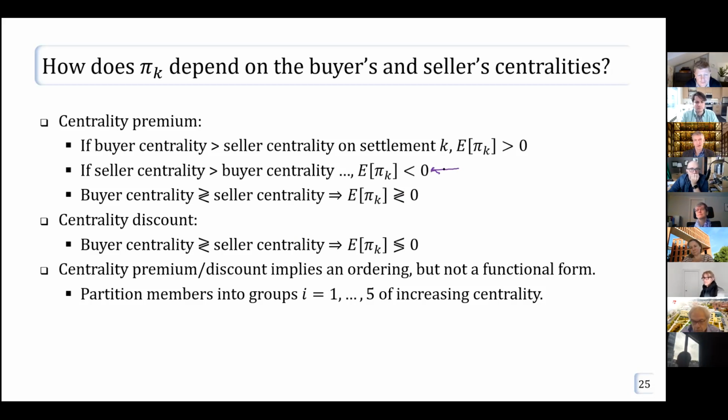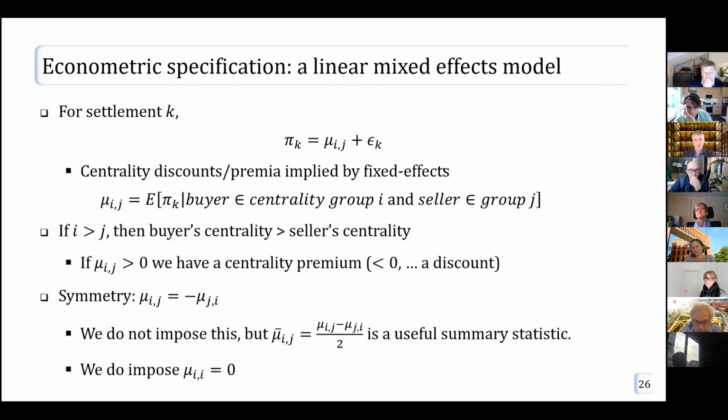So we're going to partition these settlement members into groups from low centrality to high centrality. Low centrality is 1, high centrality is 5. And we're going to look at trades between these groups. We're going to do this in a linear mixed effects model. And the centrality premia or discounts are going to be captured in these fixed effects right here, which are going to correspond to the expected profit to the buyer of the base currency, conditional on knowing that the buyer is in group I and the seller is in group J.